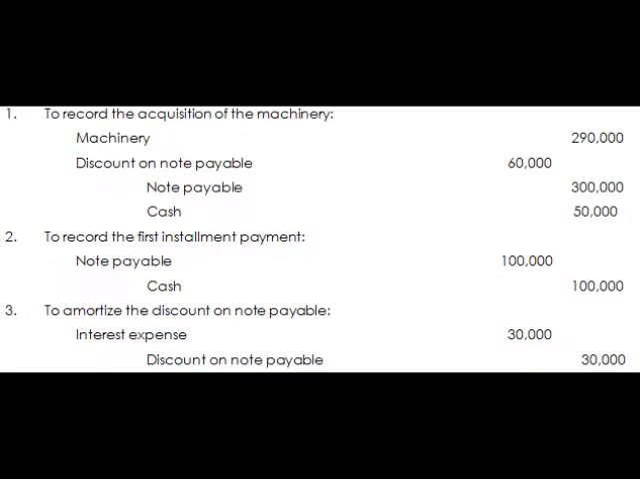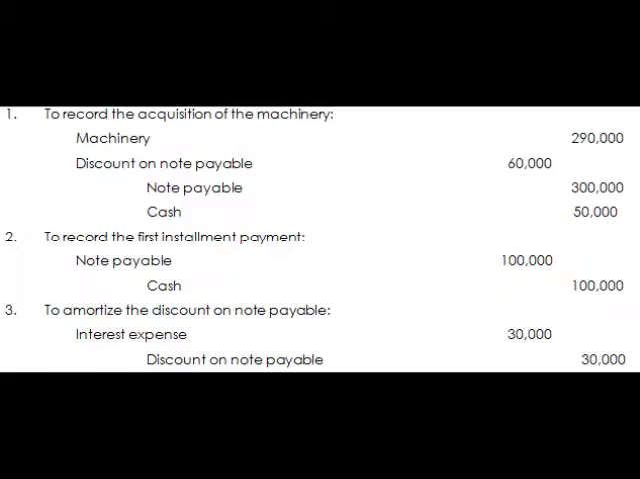The journal entry to record the acquisition of the machinery is to debit machinery for 290,000 pesos, which is equal to the cash price equivalent, and debit discount on note payable for 60,000 pesos. This is the excess of the installment price of 350,000 pesos over the cash price of 290,000 pesos. Credit note payable 300,000 and cash for 50,000.